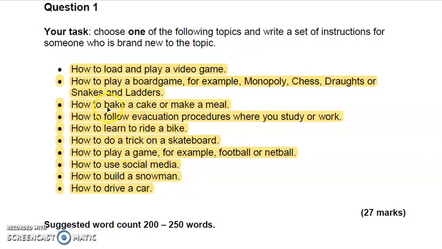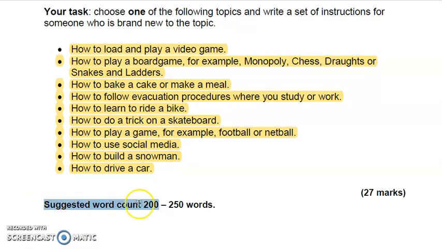So you could bake a cake, evacuation procedures, how to learn to ride a bike, do a trick on a skateboard. There's a very, very wide range of potential subjects here. You can pick how to build a snowman, how to drive a car, how to use social media. And they suggest you write 200 to 250 words for this.